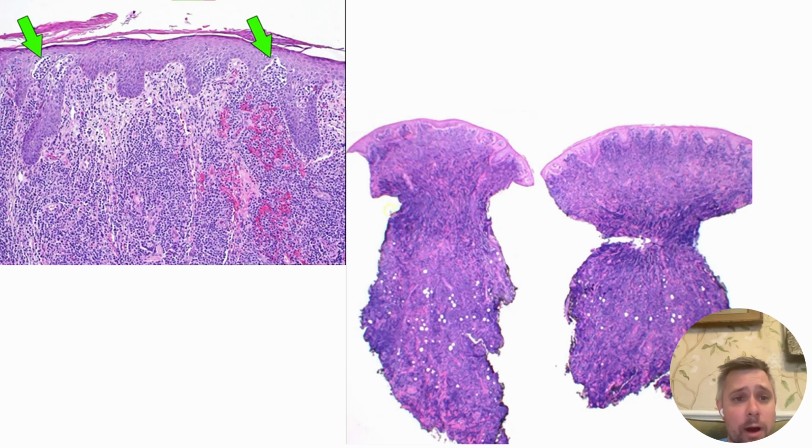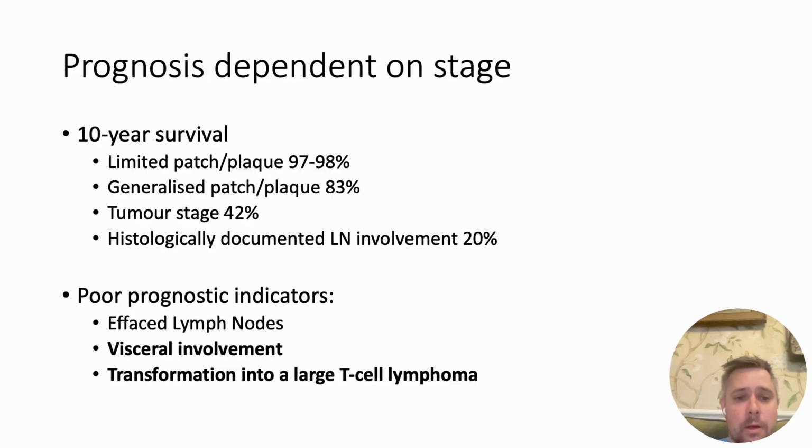Then, as the tumor progresses, it becomes almost tumorous. You then will get these dense lymphoid aggregates present throughout the dermis.